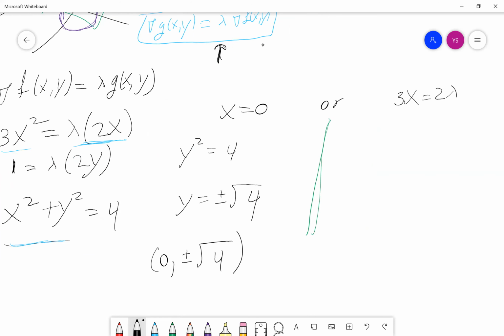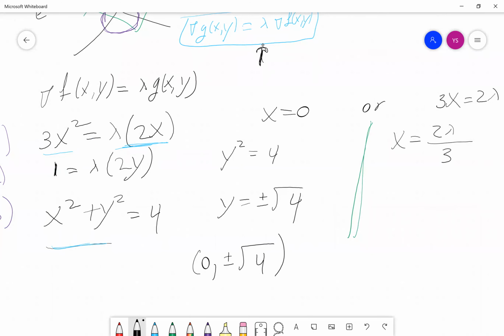Okay, let's work on the second part. If x is not equal to 0, we get that x is equal to 2 lambda over 3. We don't know what lambda is, but x is equal to 2 lambda over 3. And from this second equation over here, we get y is equal to 1 over 2 lambda.